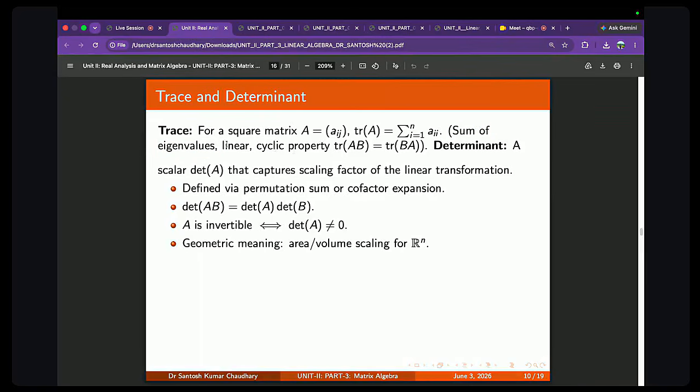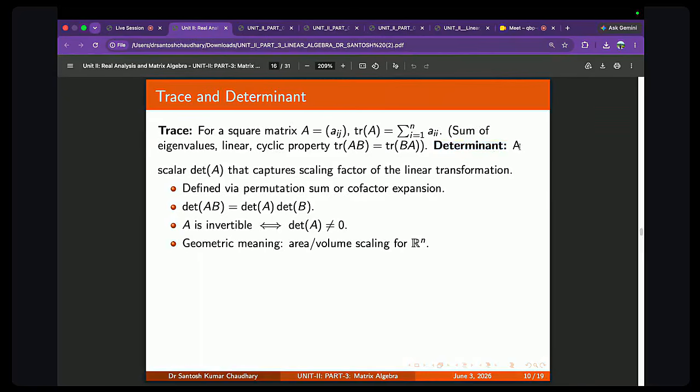Then there is a simple property: trace of AB is equal to trace of BA. So if you have two matrices where multiplication is defined, then trace of AB and trace of BA will be equal. What is a determinant?